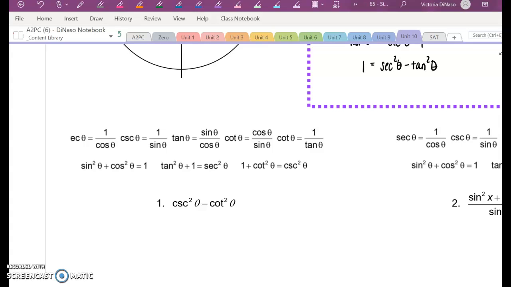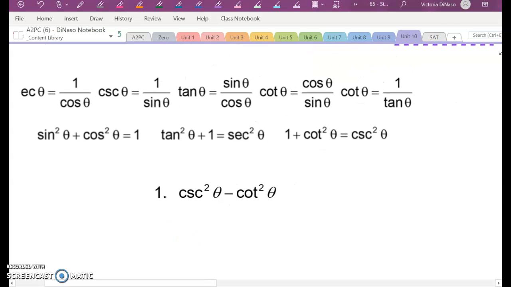So do you see that in number 1, I have cosecant squared theta minus cotangent squared theta? I want to use one of these Pythagorean identities. Because it involves cosecant and cotangent, I'm probably going to be using this one. However, it's not in the right form, so I need to convert the identity that I highlighted in purple into the correct form so that I can change the actual problem itself.